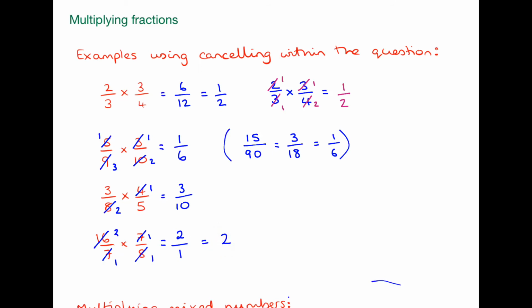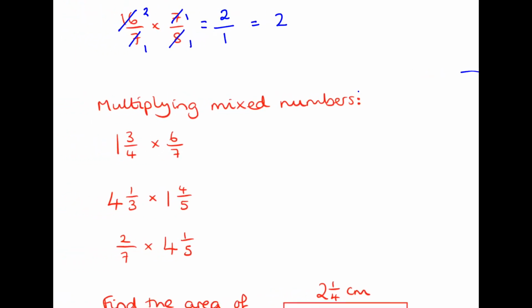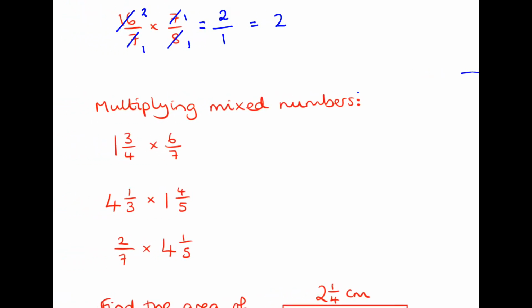Okay? So that was giving you a little bit of practice at cancelling within the question before you work out your answer. Now we need to move on to multiplying mixed numbers. Okay? Now, we can't just do 1 times 6/7 and then combine this 3/4. That doesn't make any sense to us. So what we need to do when we've got mixed numbers is change the mixed numbers into improper fractions.